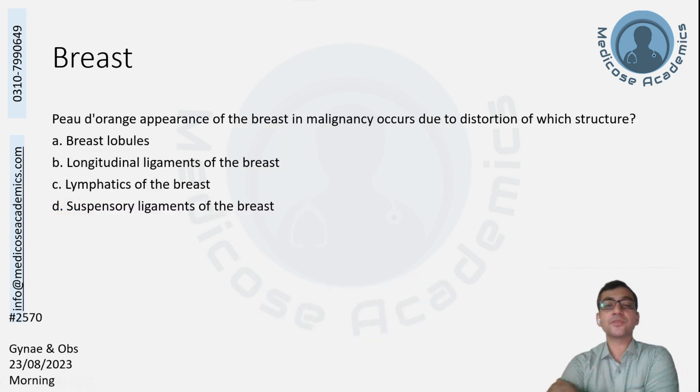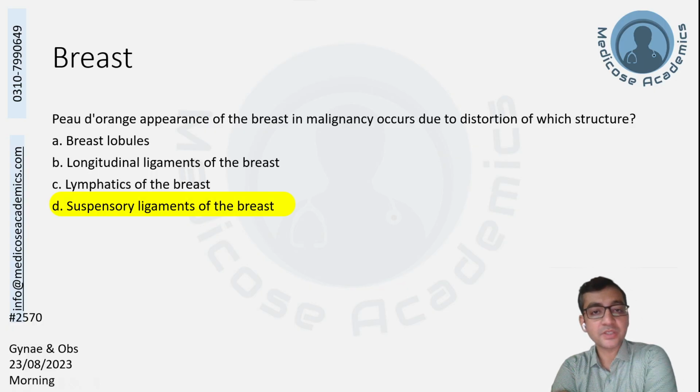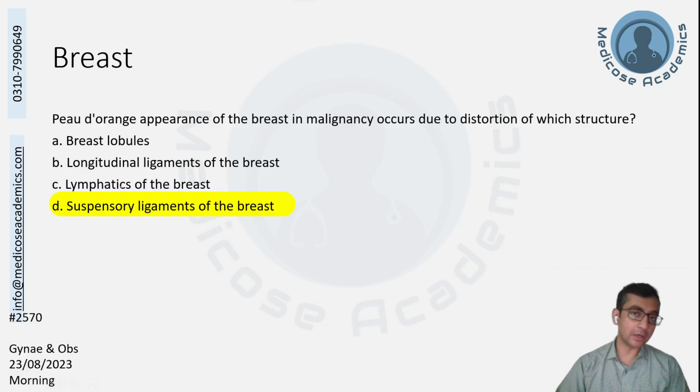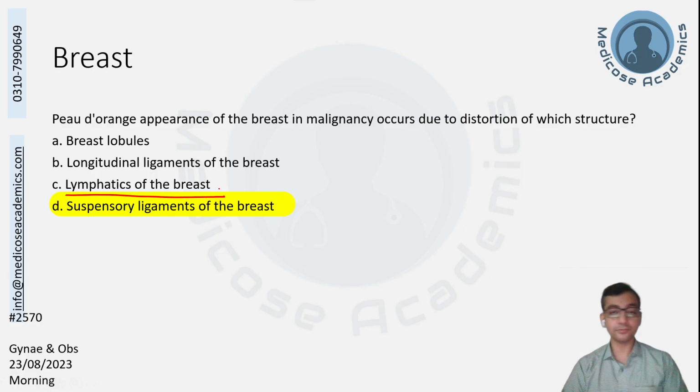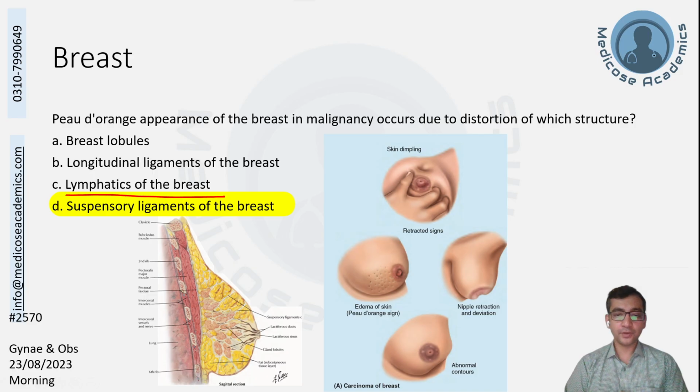Peau d'orange appearance of the breast in malignancy occurs due to the distortion of which structure? Now, that has been the suspensory ligaments, and a lot of you will say the lymphatics of the breast are responsible too. Both are right, and technically speaking, this MCQ is not very well made to differentiate between these two points.